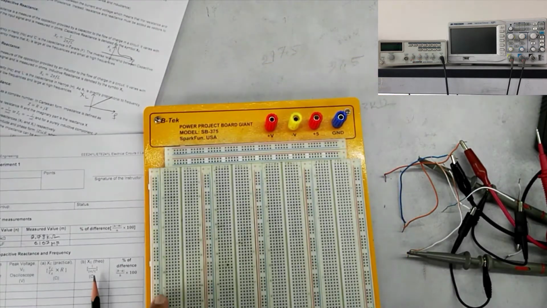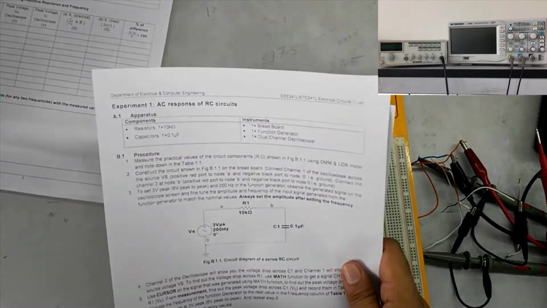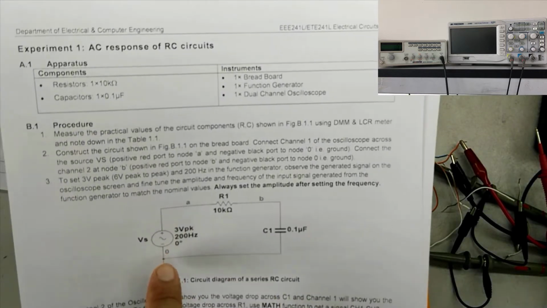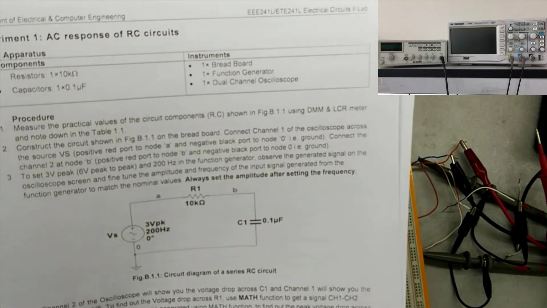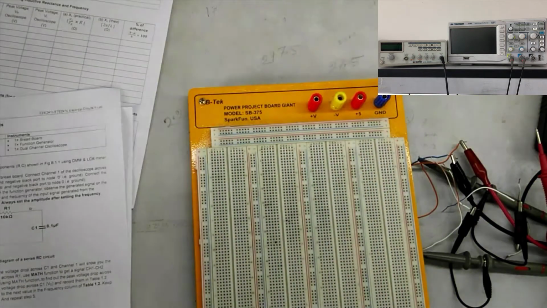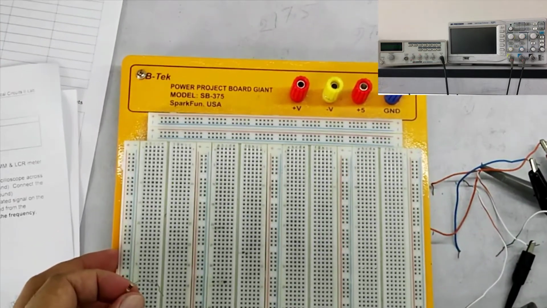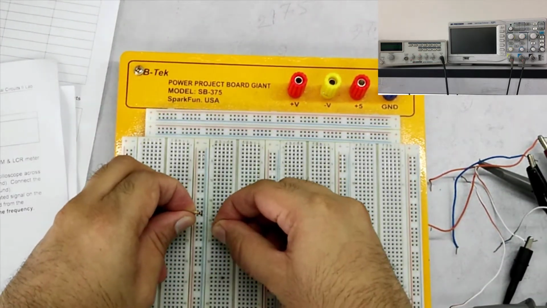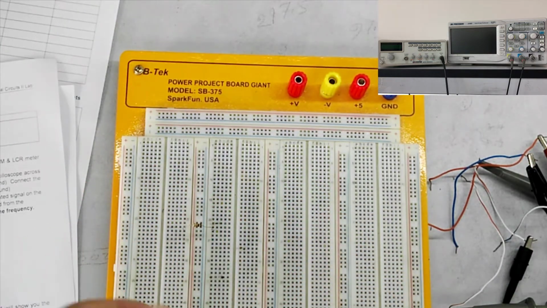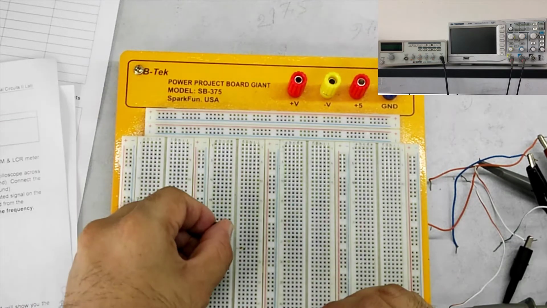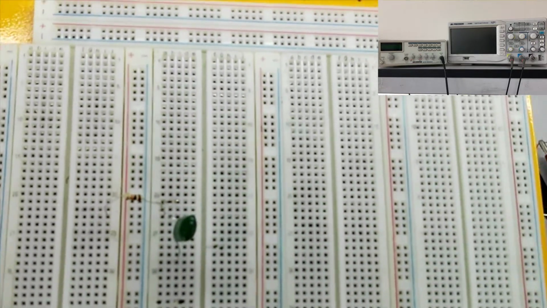So now we will start building our circuit. As we saw earlier, we are going to implement a simple series circuit where I'll place the resistor and capacitor in series and connect the source to the series network. First I place the resistor here, and then I place the capacitor in series. So we have built the network.